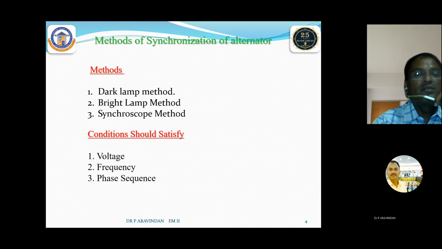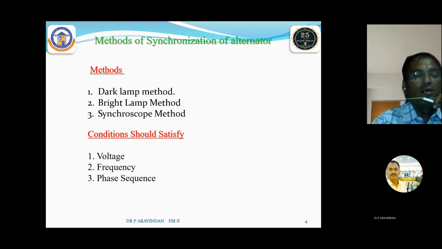Now, methods of synchronization of an alternator. This is the important part: how we are going to check the above three conditions, that is the frequency, the terminal voltage, and the phase sequence of the incoming alternator. These are very important parameters we have to ensure before making the parallel operation. To ensure these three conditions, we have three important methods: the dark lamp method, the bright lamp method, and the synchroscope method. Let us see them one by one.